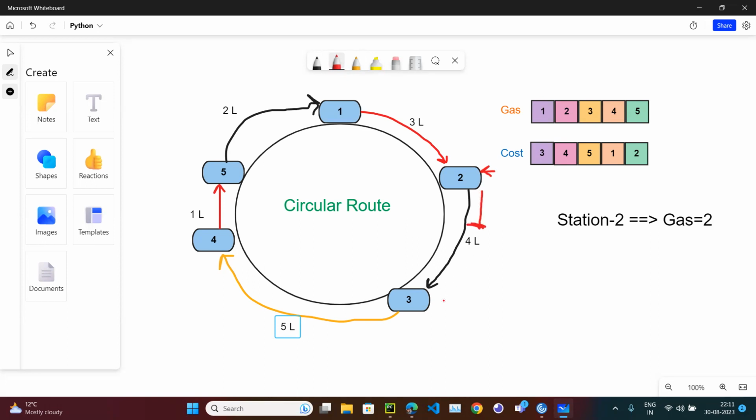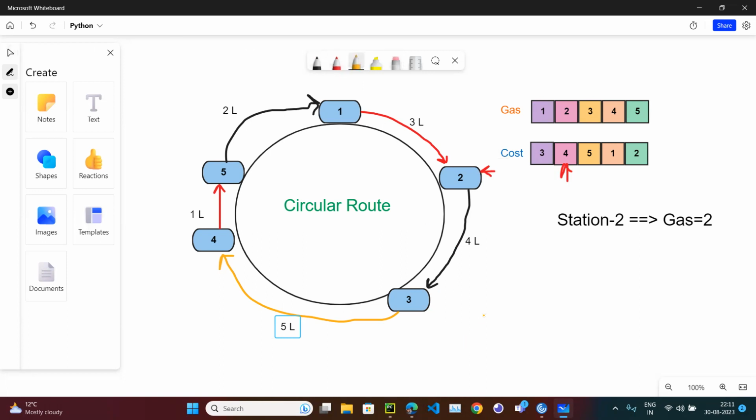Because to move from one station to the next station we need 4 liters of gas, but we have 2 liters. So the gas is finished. If the gas is finished, the car can't move further, right? So we can't move further because we need 4 liters. Okay, so it means 2 is also not the starting point.